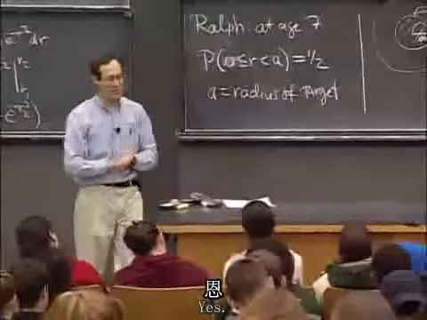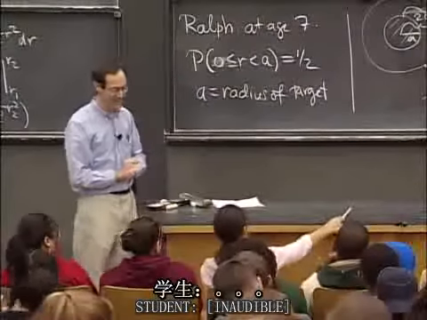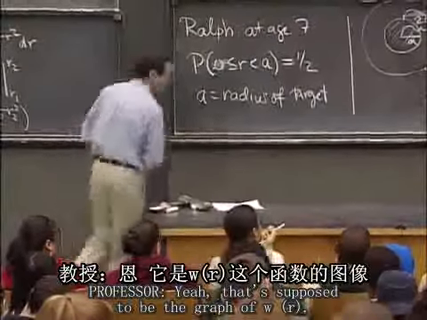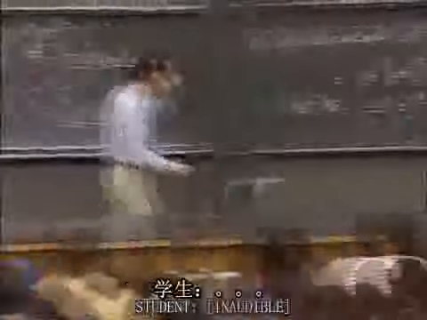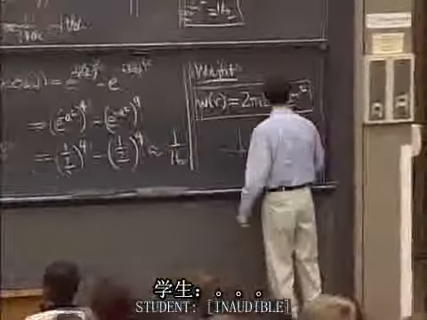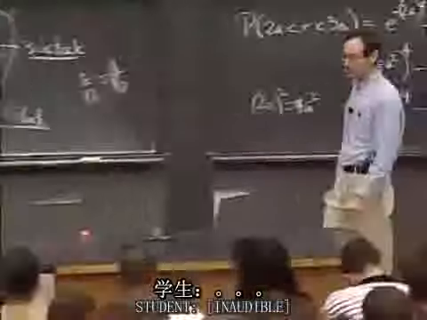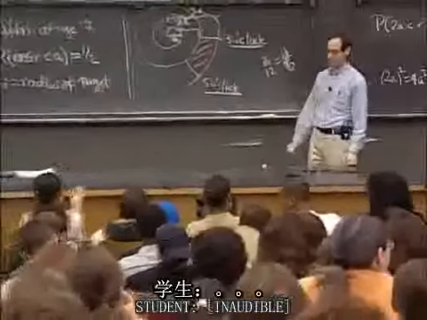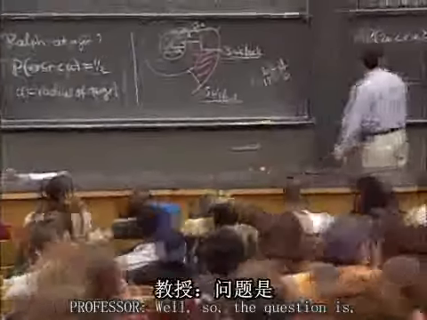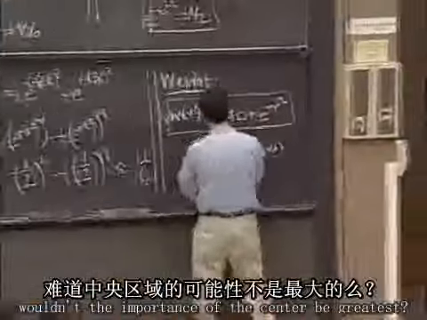Oh, okay, one more question. Yes? So is that the graph of the weight? Yeah, that was the graph. That's supposed to be the graph of W of R. Wouldn't the weight be greater though at the center? Intuitively, wouldn't the weight be greatest at the center? Like the importance? Well, so the question is, wouldn't the importance of the center be greatest?